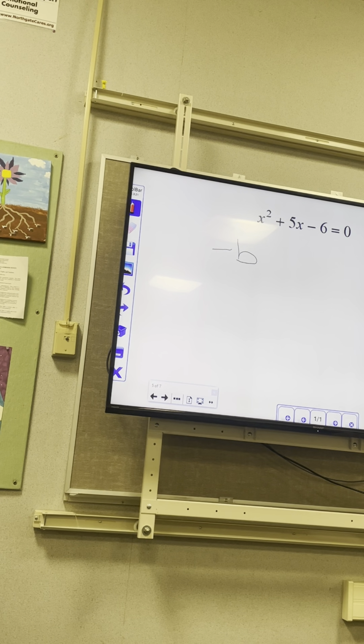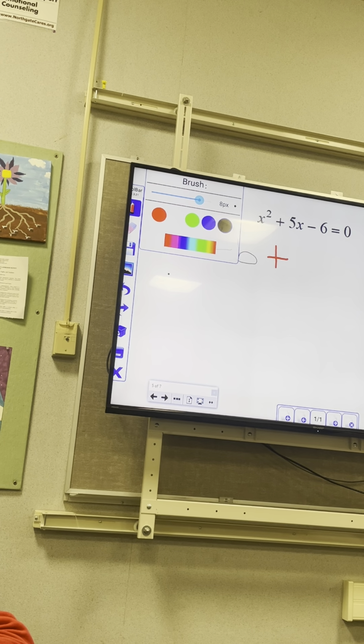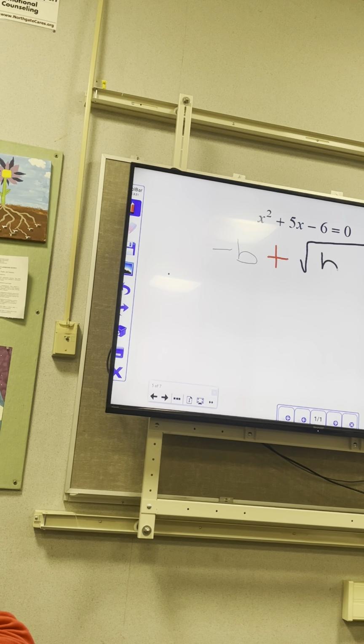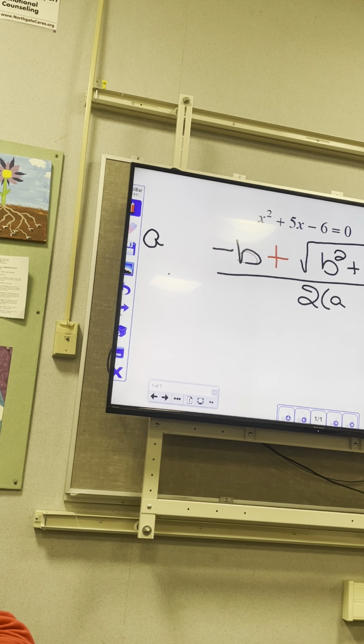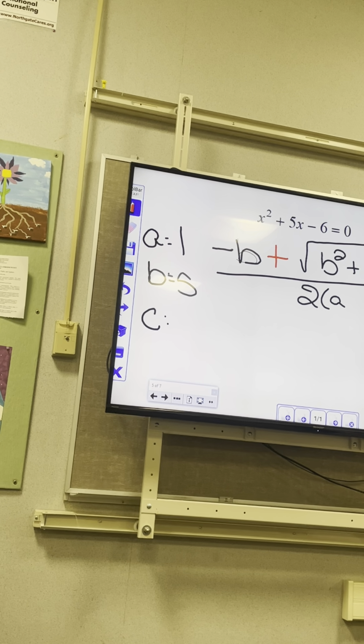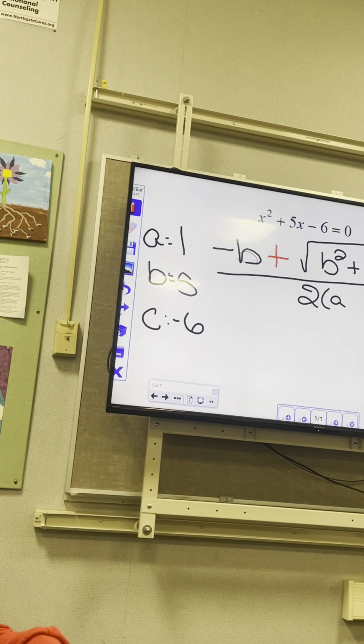Negative b plus or minus the square root of b squared minus 4ac, over 2a. Hey, be careful with your a, b, and c. Here we go. A is 1, b is 5, but what is c? Negative 6. So good.